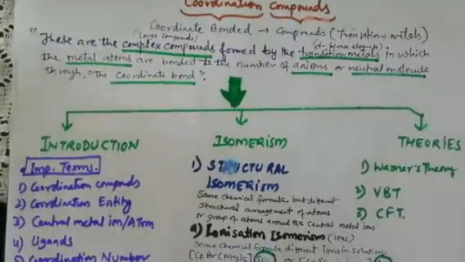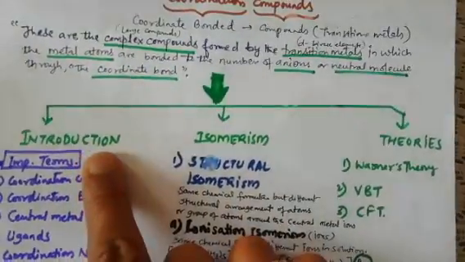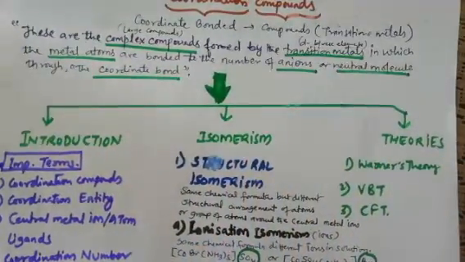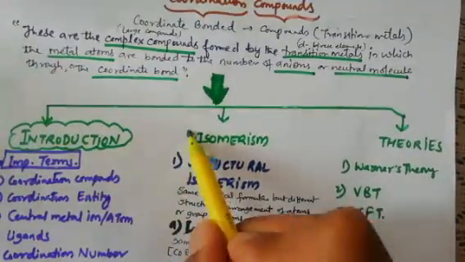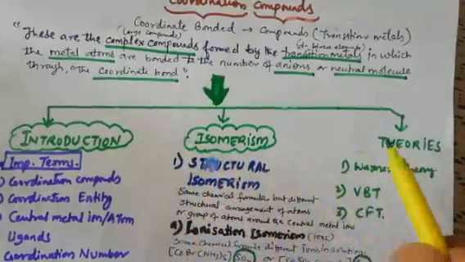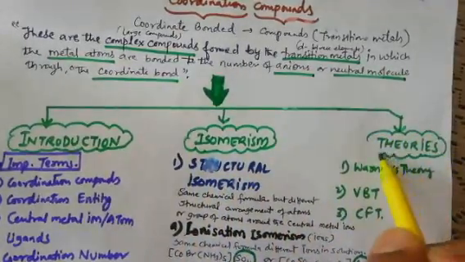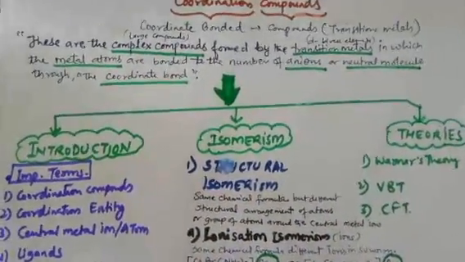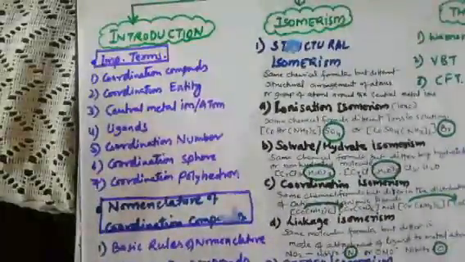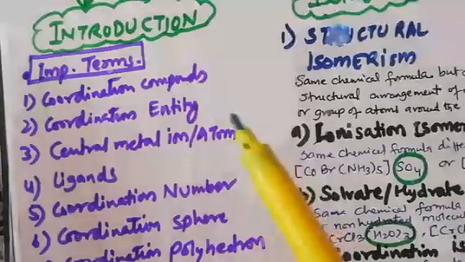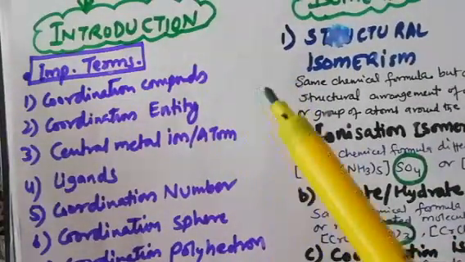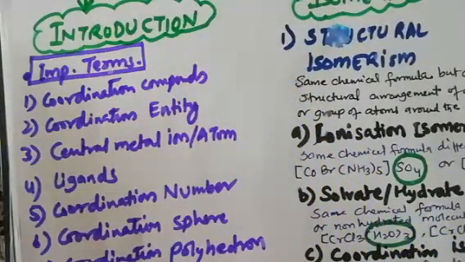Basically the chapter is divided into three parts: introduction, isomerism, and theories. The introduction part we have done. Today we are going to do isomerism, and from tomorrow we will start the different theories. In the introduction we have already done the important terms, and it is my appeal that you all should learn these terms, because without them you cannot do the future topics.